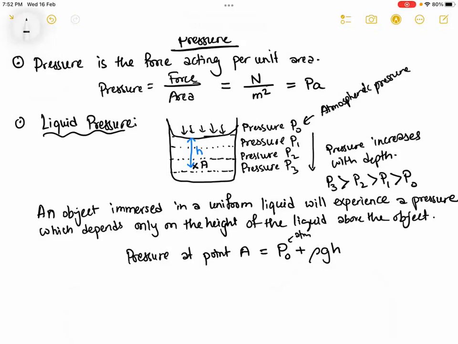Now, when a liquid is at equilibrium, the pressure is the same at any point along the same horizontal surface. So let's mention that.